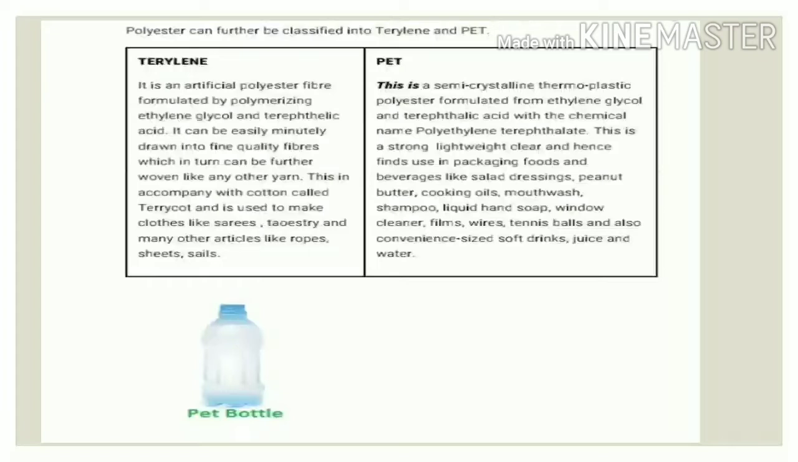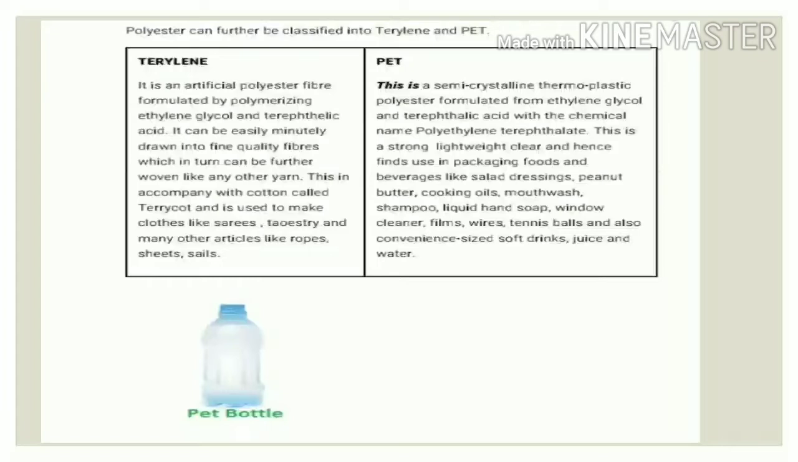Then next is PET. This is a semi-crystalline thermoplastic polyester. We will get to know about what thermoplastic is in the next slide. So it is a semi-crystalline thermoplastic polyester formulated from ethylene glycol, like the Terylene, and terephthalic acid, with the chemical name of polyethylene terephthalate. So its short name is PET, meaning polyethylene terephthalate.